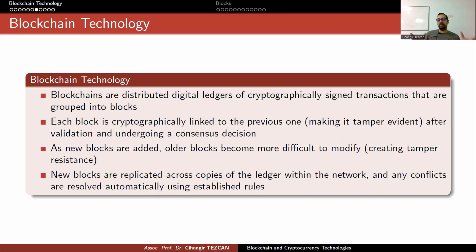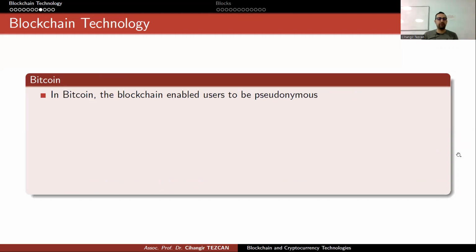And here we say that there are established rules to overcome this conflict. So at this conflict, in my example, we actually created a parallel universe. So we want to wait which of these two blockchains will become longer. So the one that becomes longer first, everybody moves to that one. So this is one of the established rules in Bitcoin, but actually in almost every cryptocurrency.